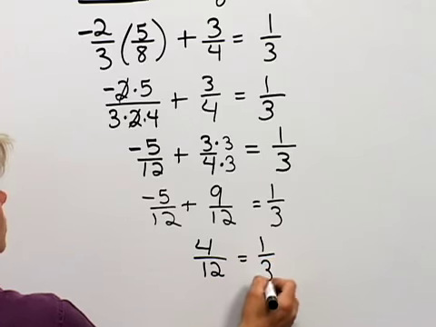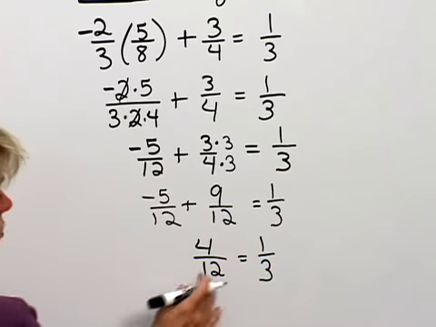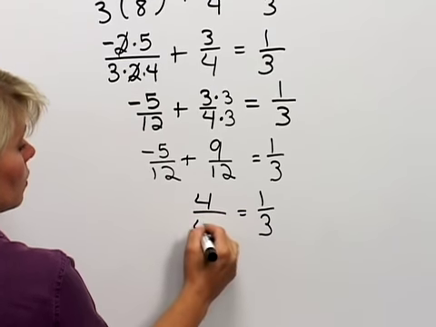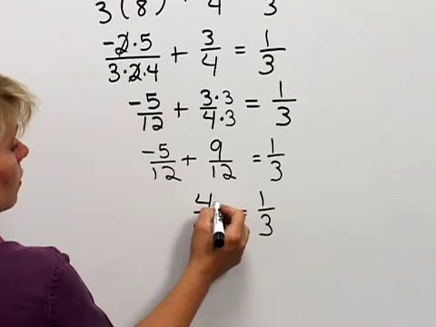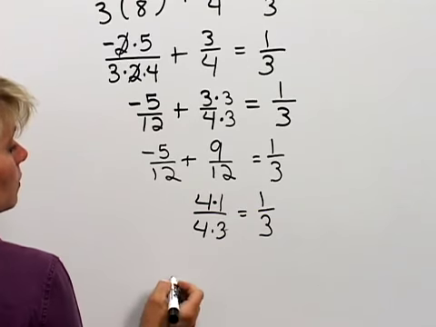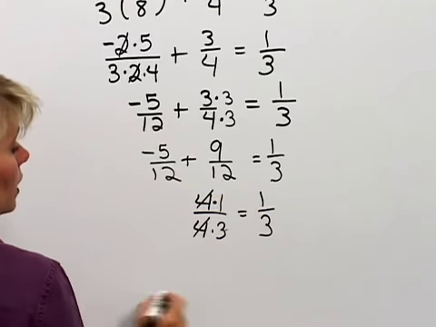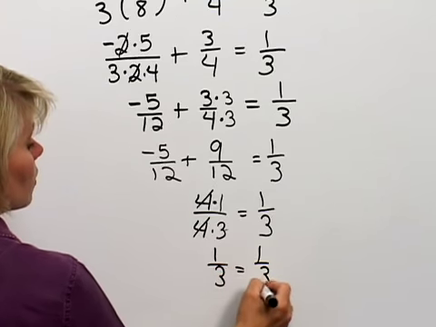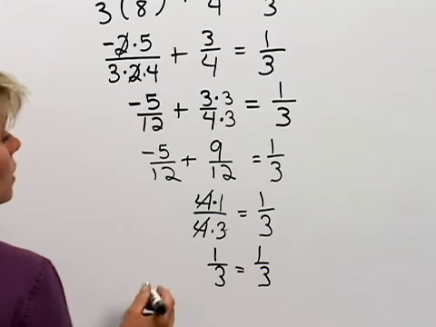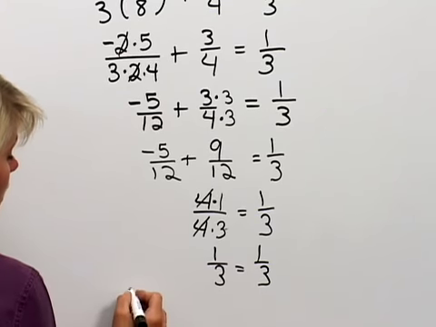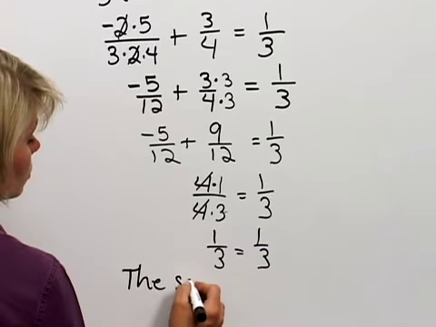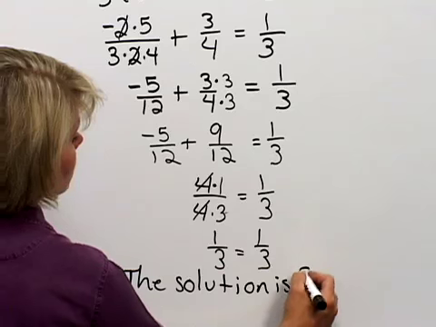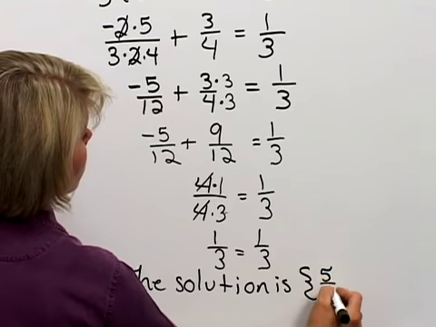And now we can reduce. I notice that 12 is the same thing as 4 times 3. Let's switch it into 4 times 3. And the 4 is like a 4 times a 1, which now we can cancel our 4's, and we get 1/3 equals 1/3. Since that is true, we know our solution is correct, so we will say the solution is the set of the number 5/8.